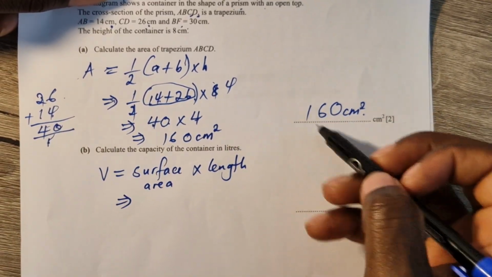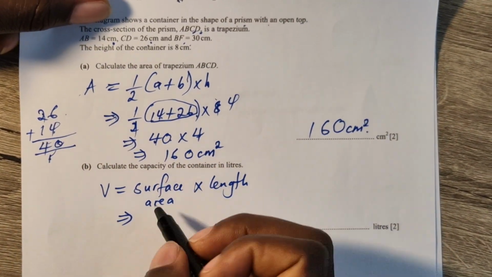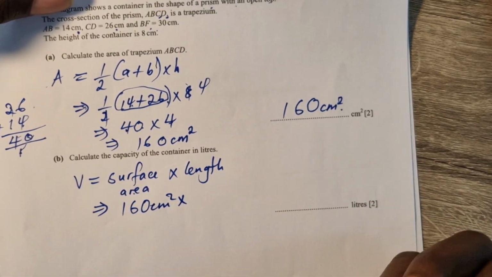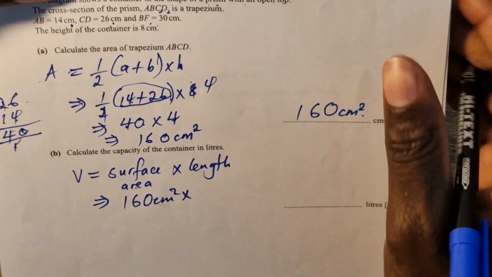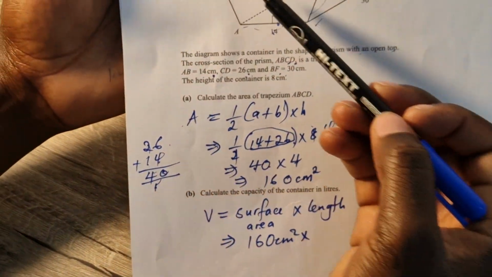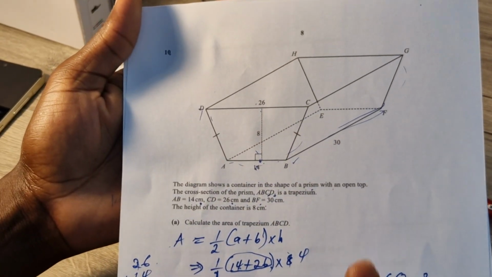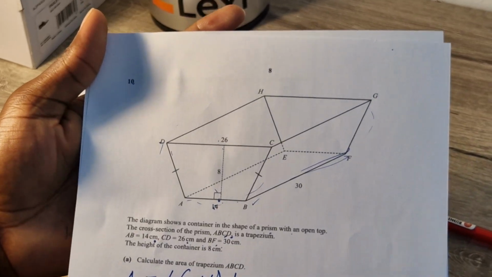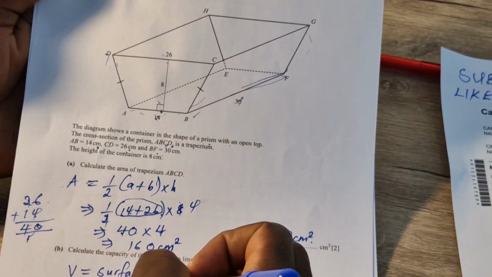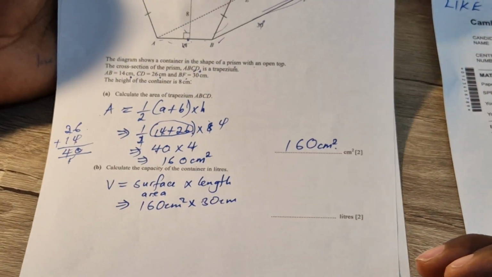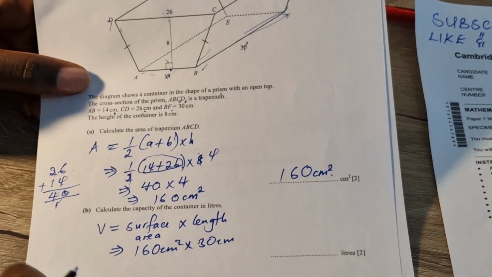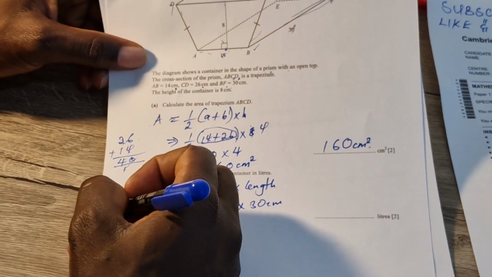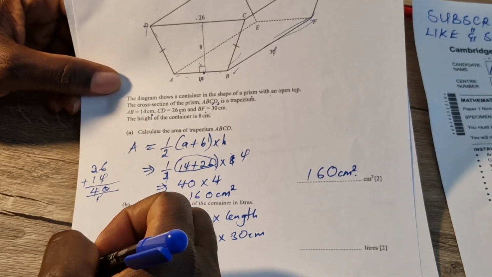Since we got the area, you see this is simple, right? So the surface area is 160 square centimeters multiplied by the length of the prism. Remember, the cross-sectional area we are talking about is the trapezium. So whenever we get the surface area, which is the trapezium, we just multiply by the length of the beam or the prism, which is 30 centimeters. To avoid errors, it's very important to go on the corner of the page, then you say 160 multiplied by 30, like this.